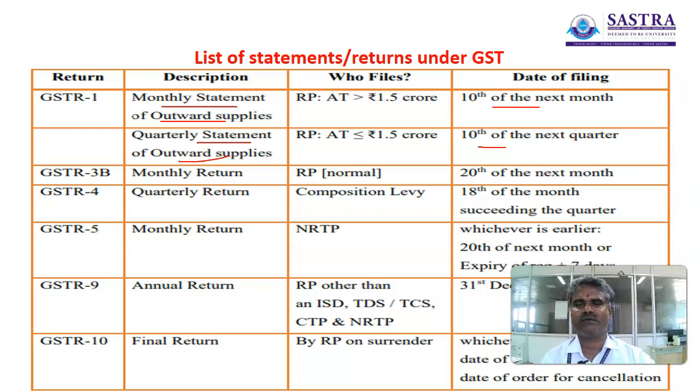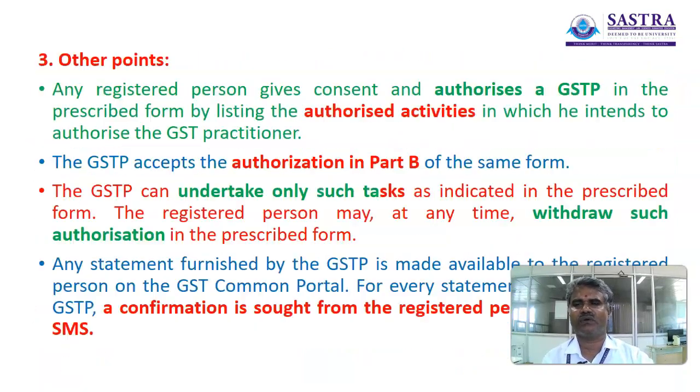So GSTR 1 monthly statement, based on your turnover, is due on the 10th of the next month, or the 10th of the next quarter. Next quarter means, suppose you are in June, then July 10th. Monthly return means the 10th of the next month. Then the GSTR 3B monthly return is due on the 20th of the next month. Then GSTR 4, 5, 9, 10 will follow one by one.